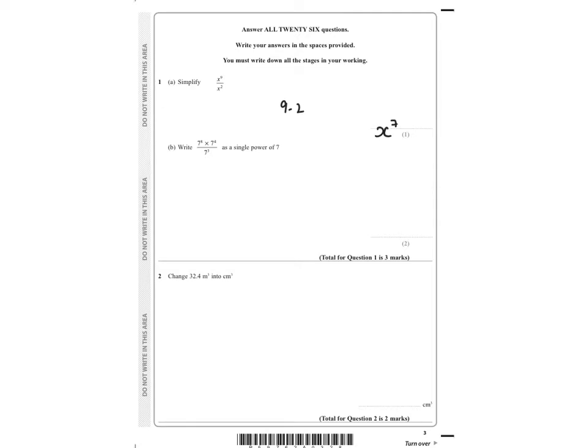Question part B. Write 7 to the power of 8 times 7 to the power of 4 over 7 to the power of 3 as a single power of 7. On the numerator, we're going to add the powers, so we're going to get 7 to the power of 12 over 7 to the power of 3, and then again we divide, so we're going to get 7 to the power of 9.